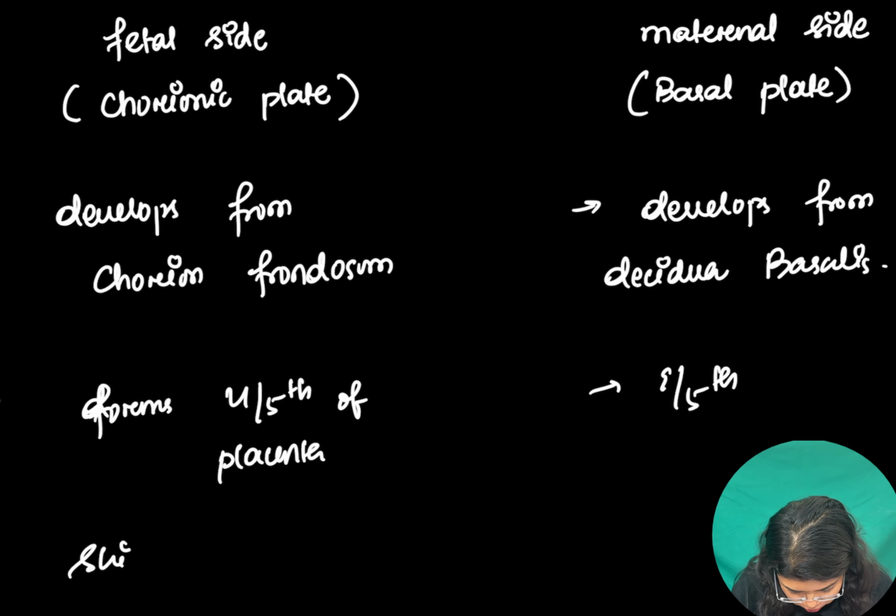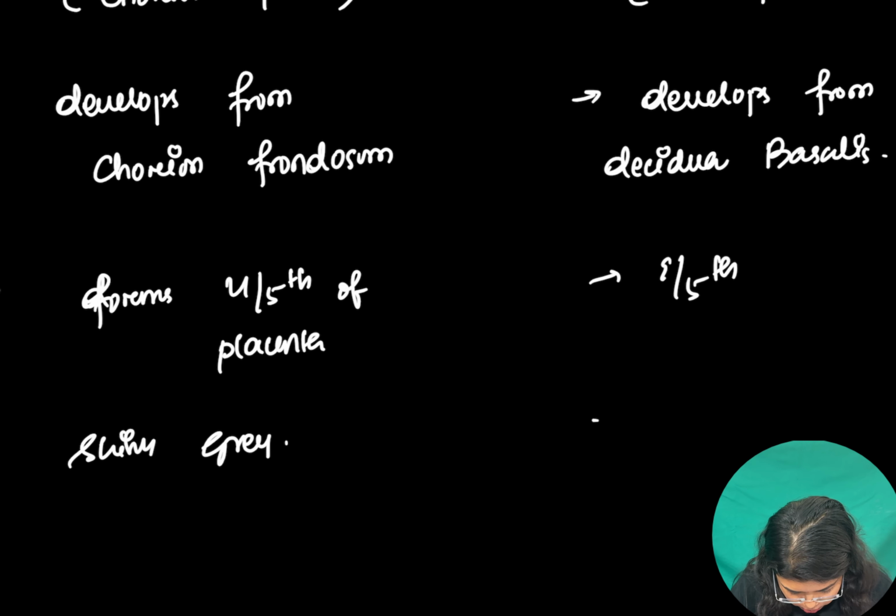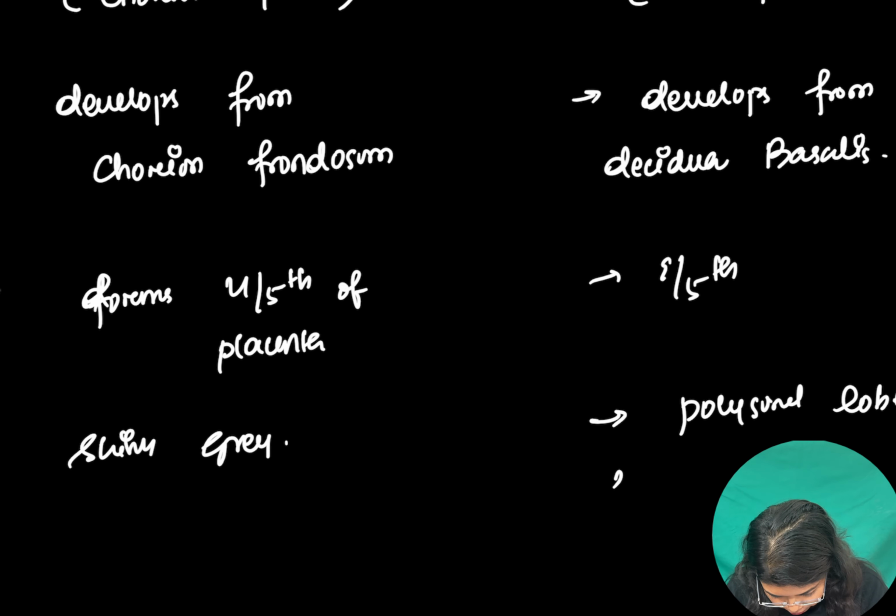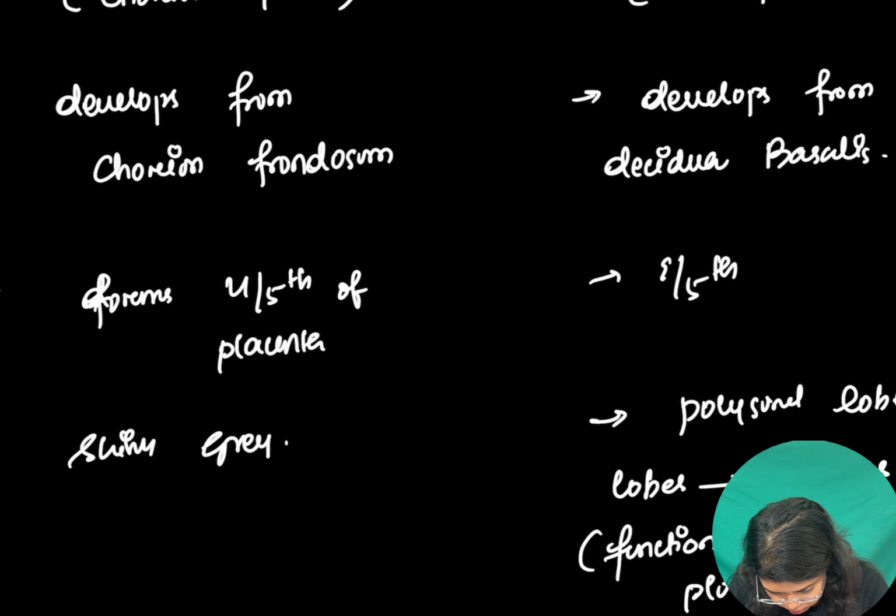Here it is shiny grey, I've told you, and the cord is attached, whereas here dull red or maroon polygonal lobes are present, which are called cotyledons. Lobes are divided into lobules. That is the functional unit of the placenta. Understood?